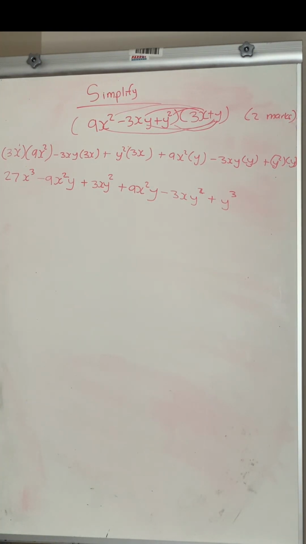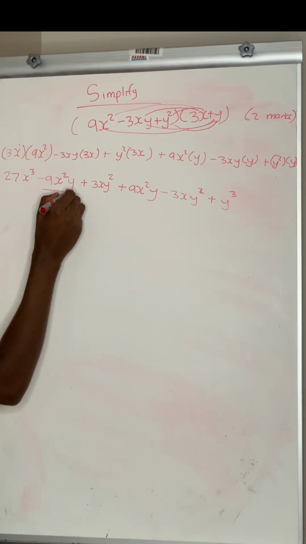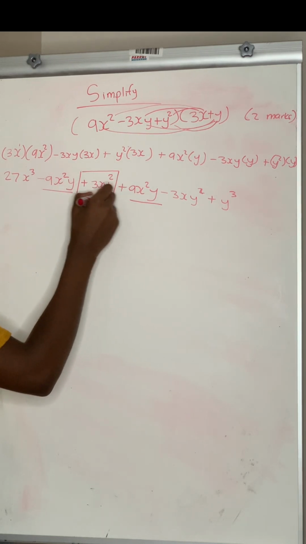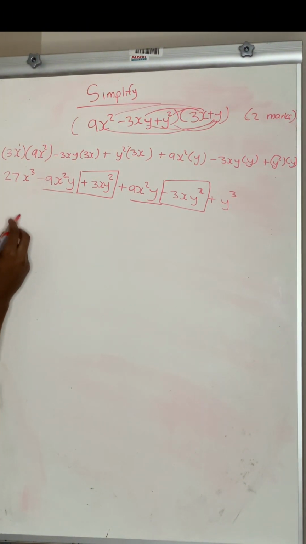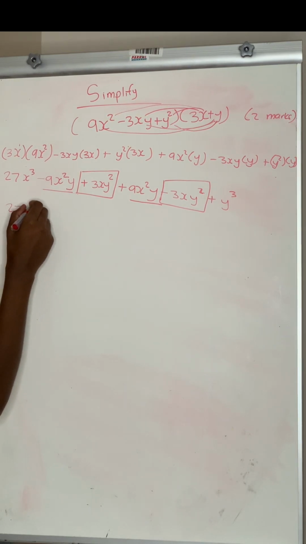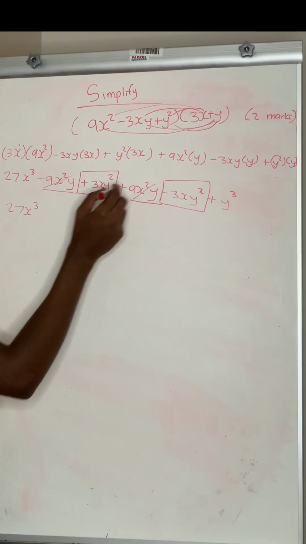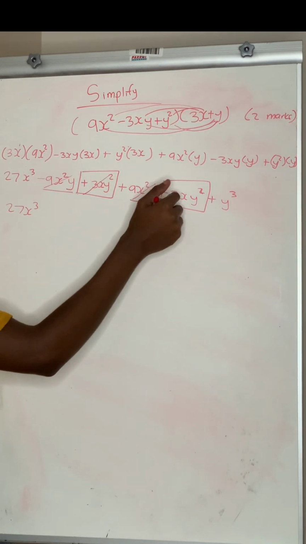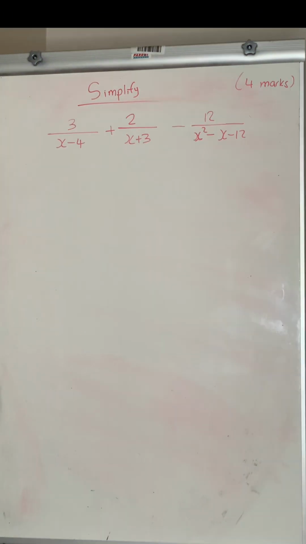Now we have to check if there are any like terms. So this 9x squared y is the same as this x squared y over here, and then this 3xy squared has a like term over here with this negative 3xy squared. This 27x exponent 3 will remain the same, so 27x exponent 3, negative 9x squared y plus x squared y, they're going to cancel each other out, and then 3xy squared and this negative 3xy squared, they're going to cancel each other out. And then we're going to be left with positive y exponent 3.